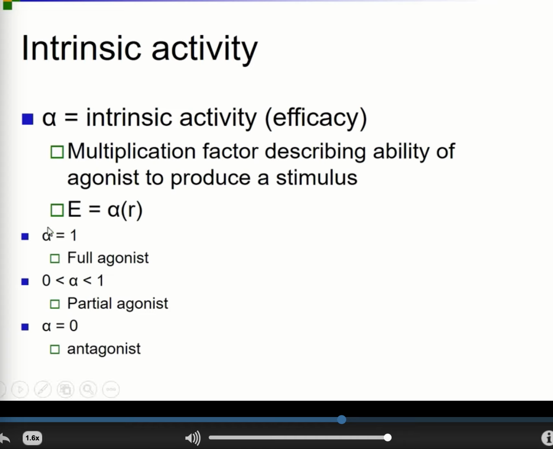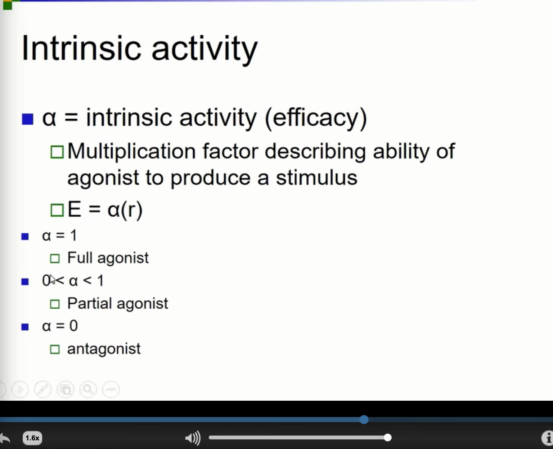So here we have capital E for effect. This is going to be the same thing as response. Effect and response are the same thing. Before, we said that effect or response was equal to occupancy. Now we've just added a multiplication factor here. If alpha is 1, then E does in fact equal R, and we call this a full agonist because it has the 100% ability to convert a binding event, occupancy, into an effect.